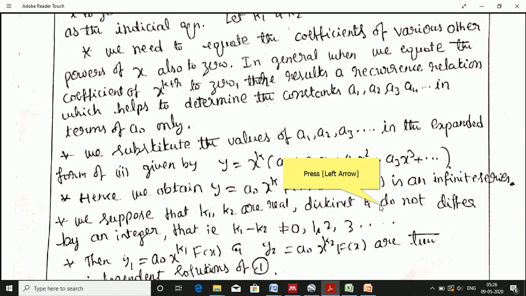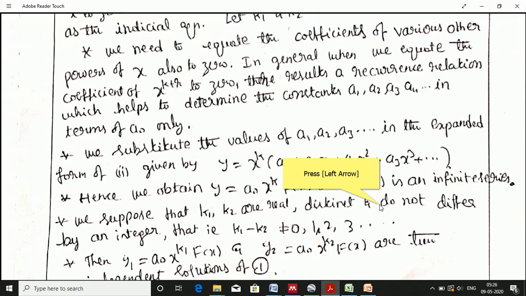When we equate the general term coefficient to 0, we are getting a recurrence relation. From that recurrence relation, we are able to find a1, a2, a3, etc. in terms of a0. Substitute those values in the expanded form of equation 2, and it will be in the form of y is equal to x power k into a0 plus a1x plus a2x square plus a3x cube plus dot dot dot. And here it is of the form a0 into x power k into f of x.